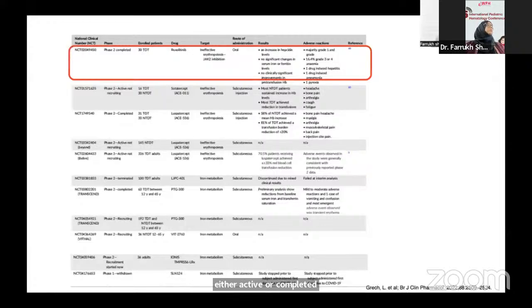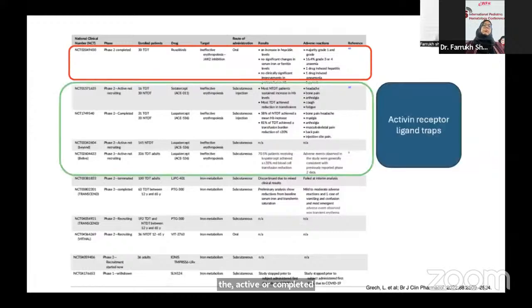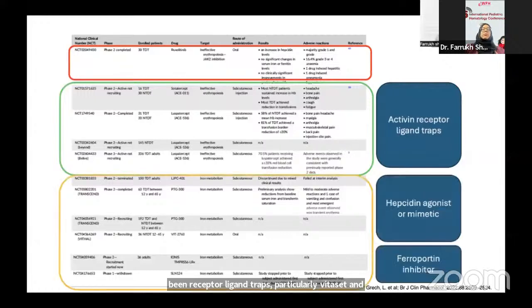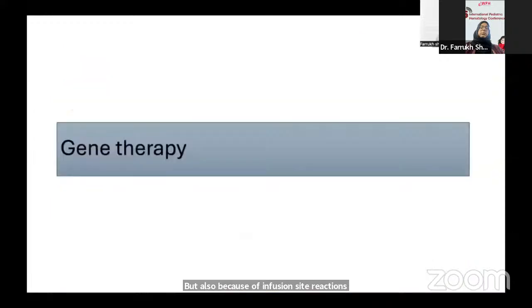These are currently clinical trials that are running, either active or completed. Here you can see that the ruxolitinib study has been completed. And then these are studies looking at activin receptor ligand traps, particularly the luspatercept and the sotatercept studies. These studies have by and large completed. And then here you can see the hepcidin agonist or hepcidin mimetic drugs and the ferroportin inhibitors, much of which is actually in very early phase 1, phase 2 clinical trials. And I've just crossed out the mark for the La Jolla study, which was started and then stopped because of failure to show any benefit, but also because of infusion site reactions which were impacting on patients.